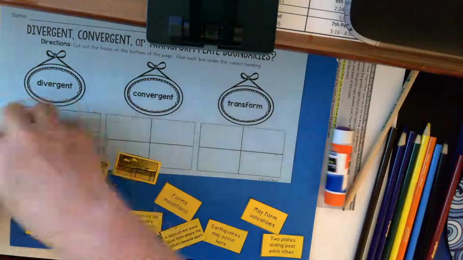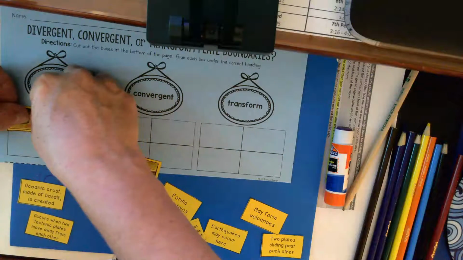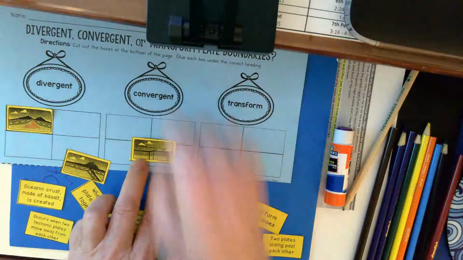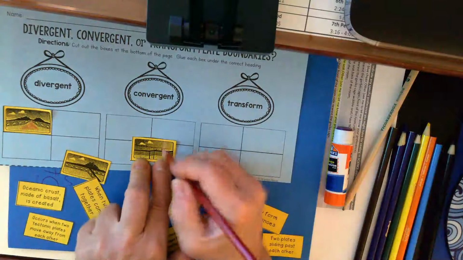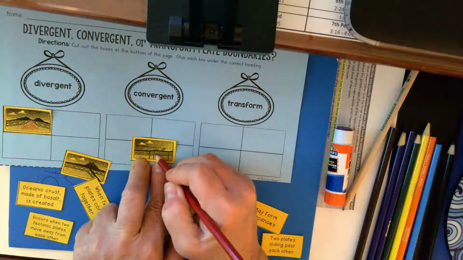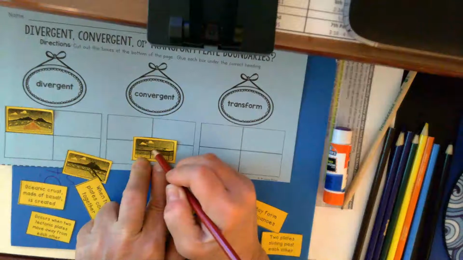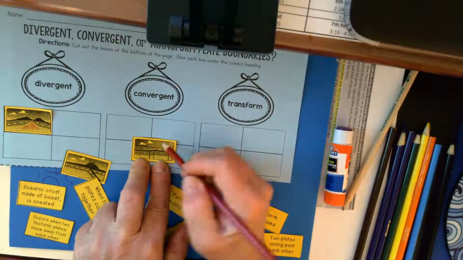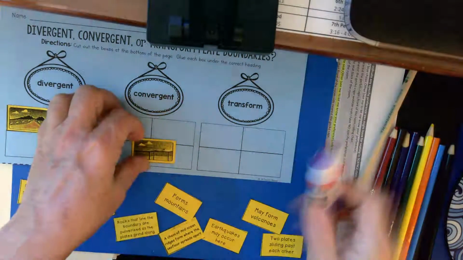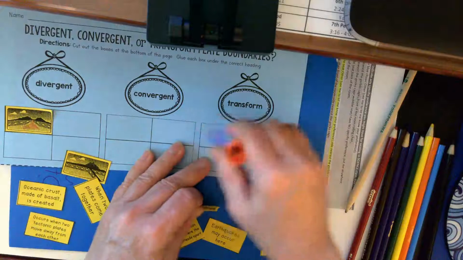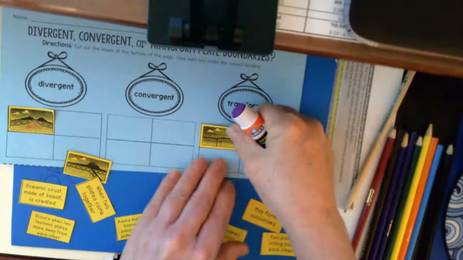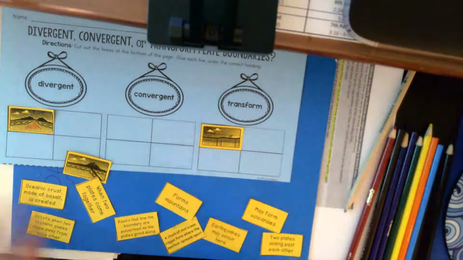All right, I'm going to look at my next picture. On this picture, I see that one plate is moving toward me and one plate is moving away from me. So they are moving in a side-by-side direction. So I know that that only happens at a transform boundary, where they slide past each other.